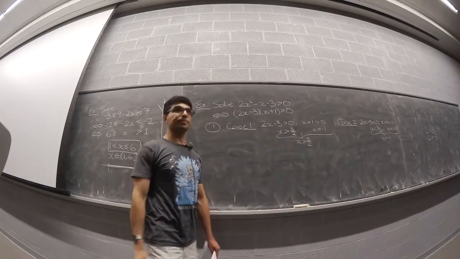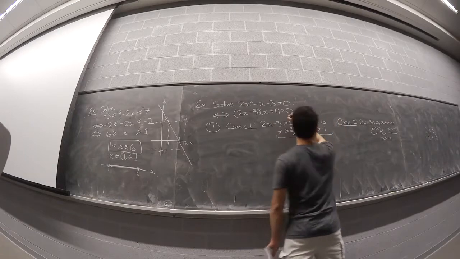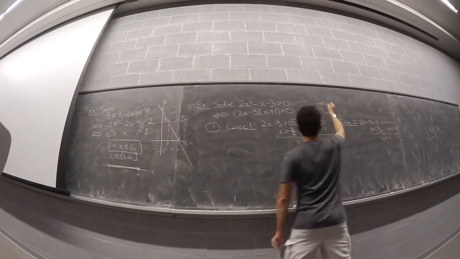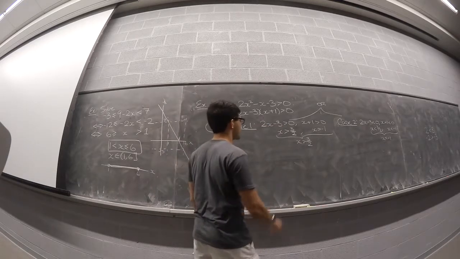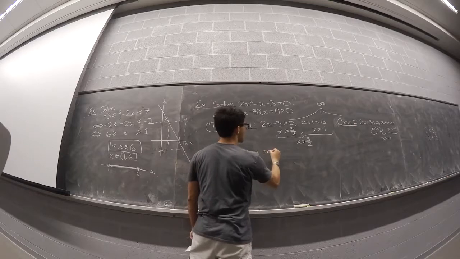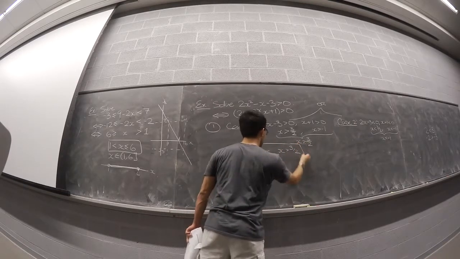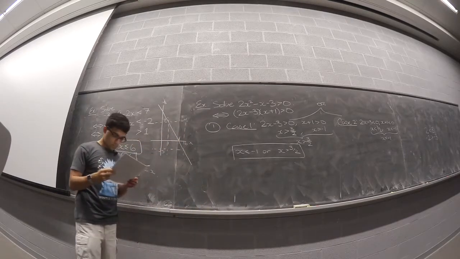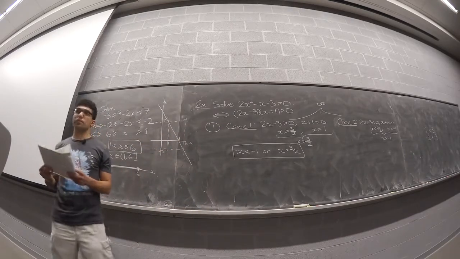Does that make sense? Okay. Again, commas mean and. Cases are or, right? Okay, so either that happens or that happens. So there's your answer. X is less than minus 1, or x is greater than 3 halves. Good? Okay, that's one way.